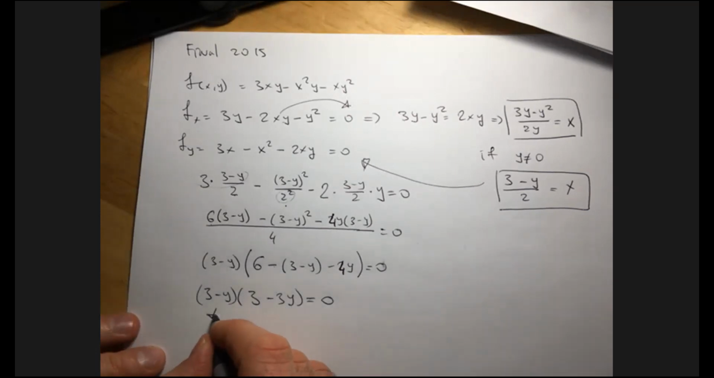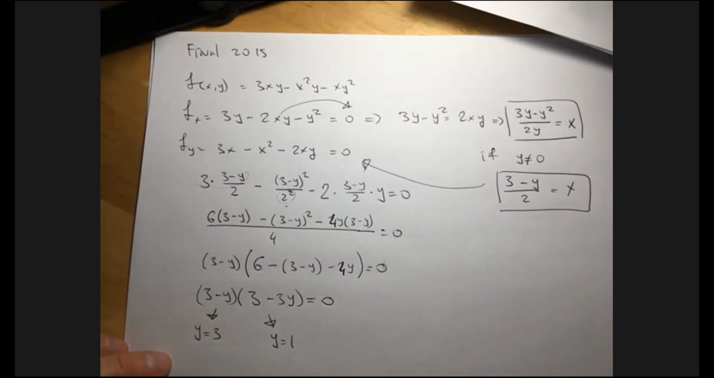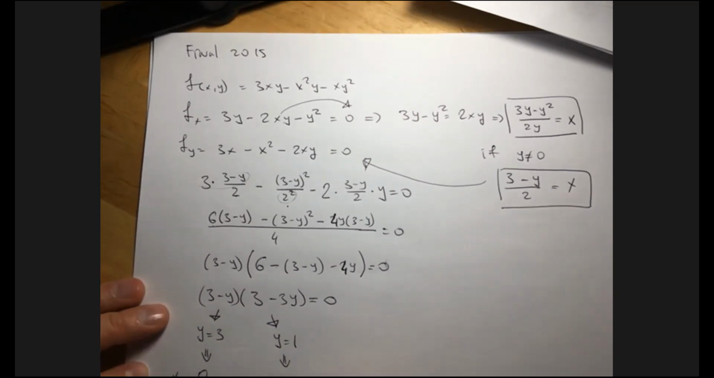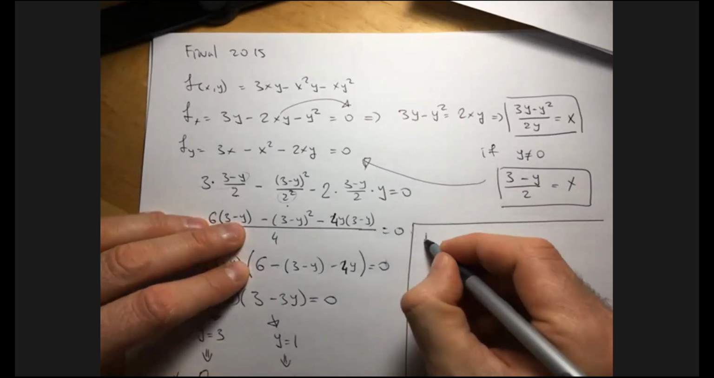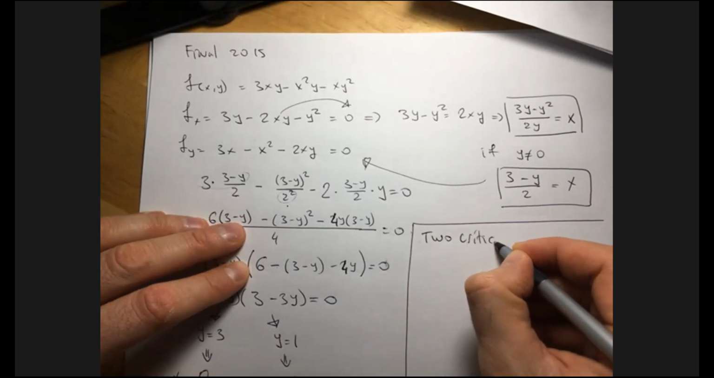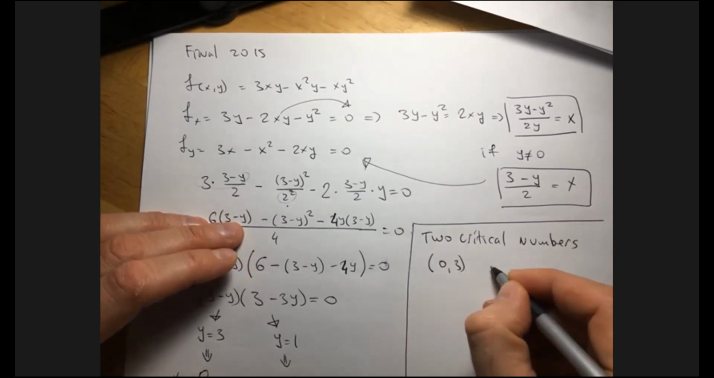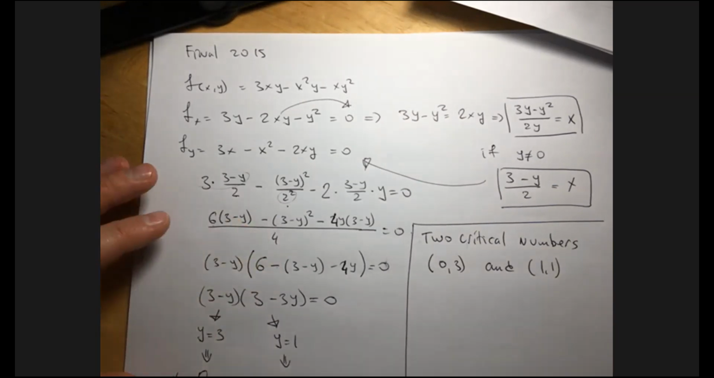Okay, so finally from here, I get my two y's, right? y is 3 and y is equal to 1. This implies that if you plug it in here, 3 minus 3 is 0 for x. And this implies that x is equal to (3 minus 1) is 2, over 2 is 1. Okay, so I have two critical numbers: (0, 3) and (1, 1). Okay, any questions?